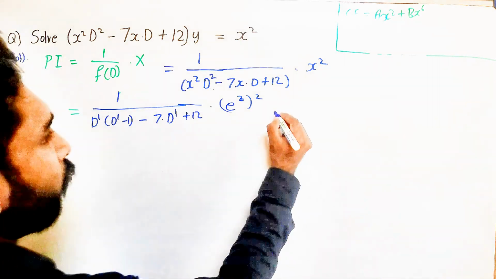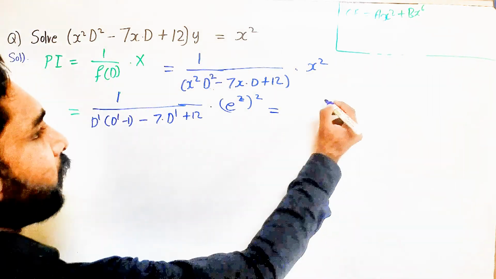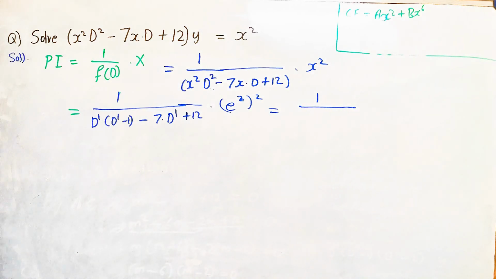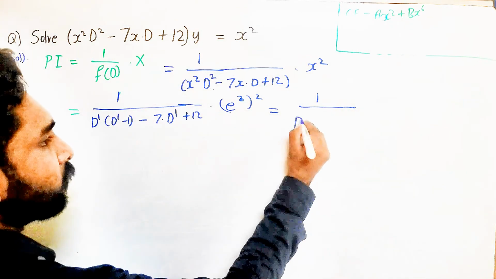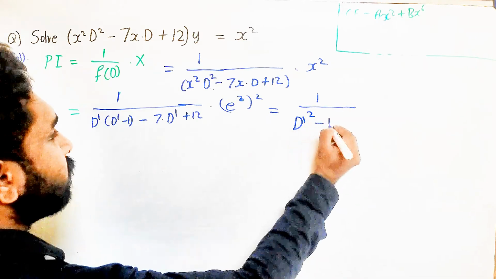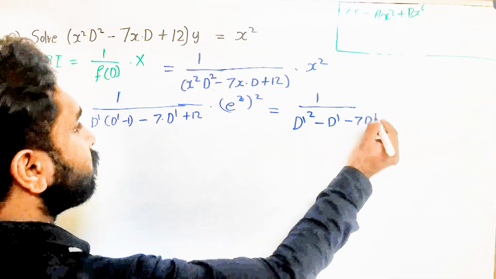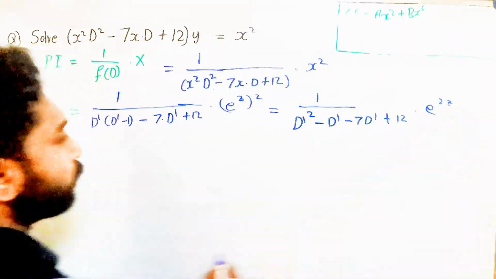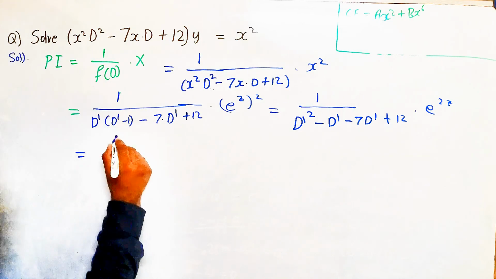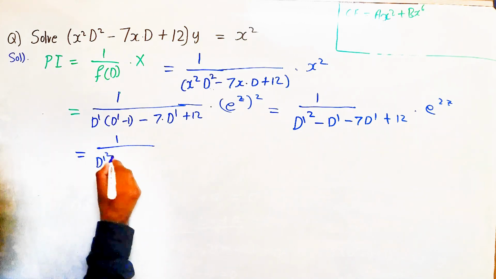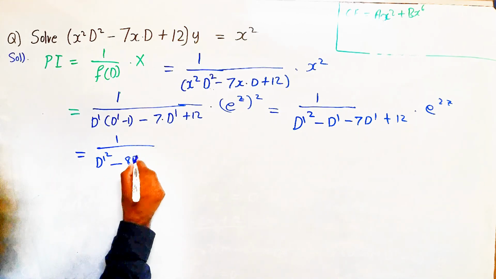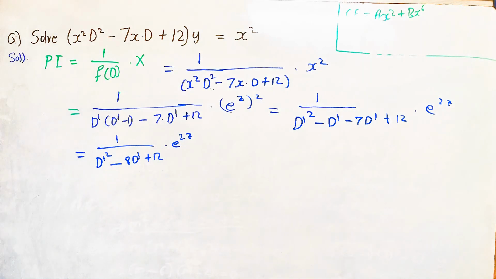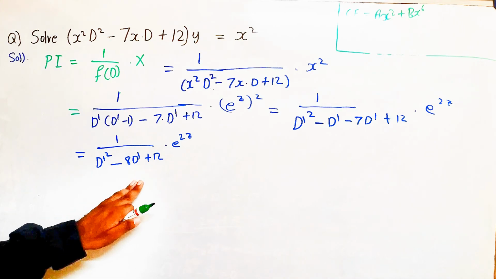Now, going on solving, 1 by d dash into d dash minus 1. So what do we get? It is d dash square minus d dash minus 7d dash plus 12 into e to the power of 2z. That is equal to 1 by d dash square minus 8d dash plus 12 into e to the power of 2z. Fine. Now we got this in this format.